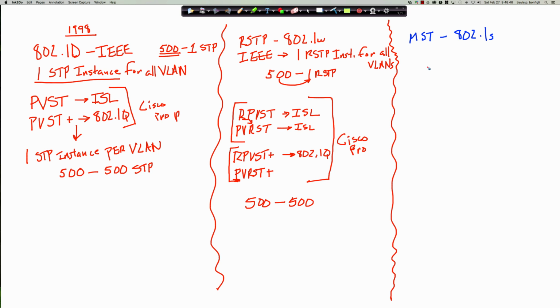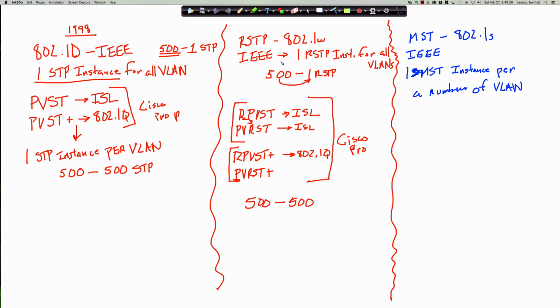And so what multiple spanning tree is all about, and this is an IEEE standard, it was initially spearheaded and Cisco worked on it internally before its standardization. But what this means is you're going to have one, and actually I probably shouldn't say, you're going to have one multiple spanning tree instance per a number of VLANs. And so what does this mean? Well, this is sort of the happy medium here.